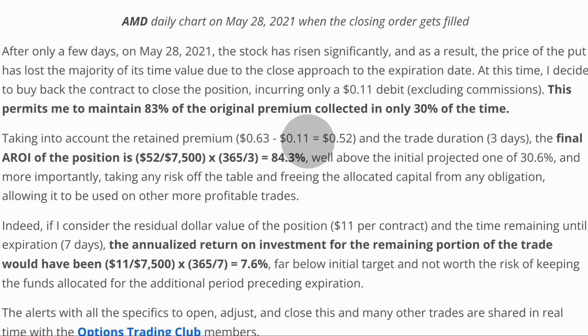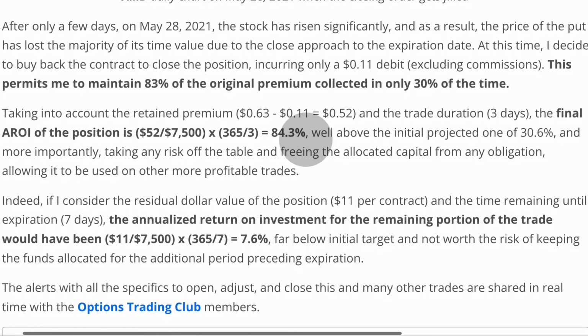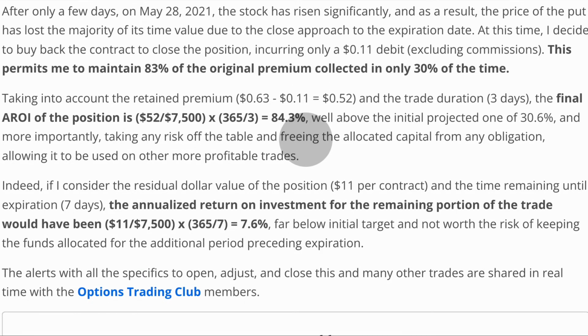That is way higher than what I anticipated. Of course, I leave $11 on the table, but considering how much time there is left to expiration, that is 70% of the time, that's pretty good. And so I take off any risk from the trade.